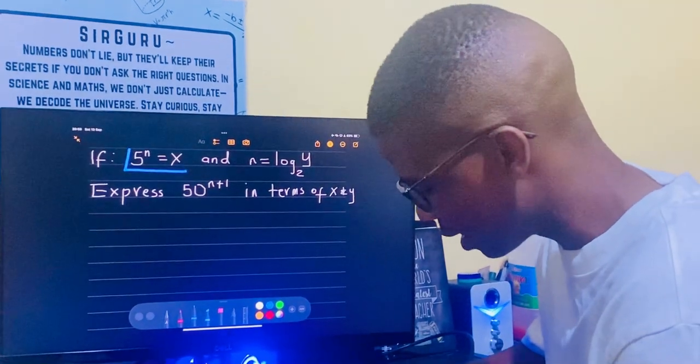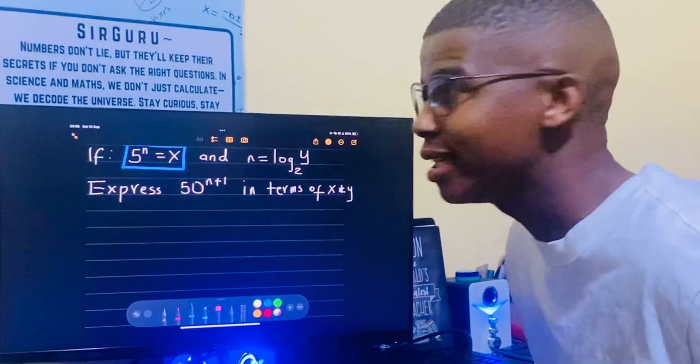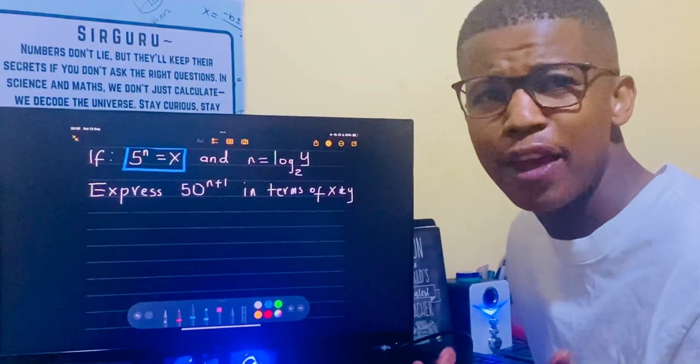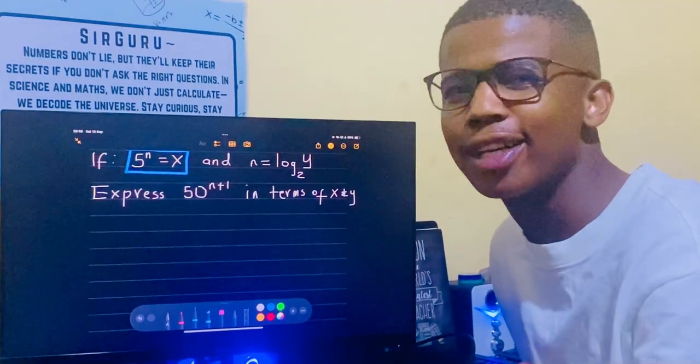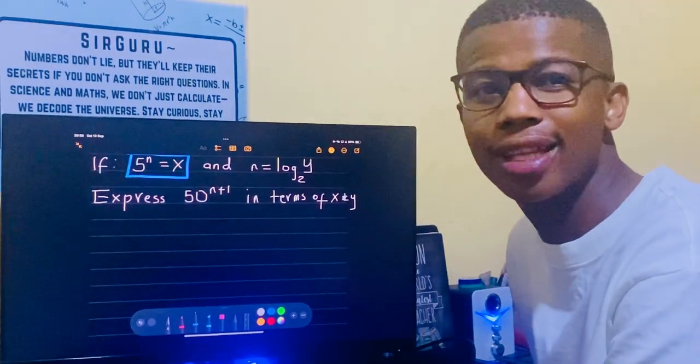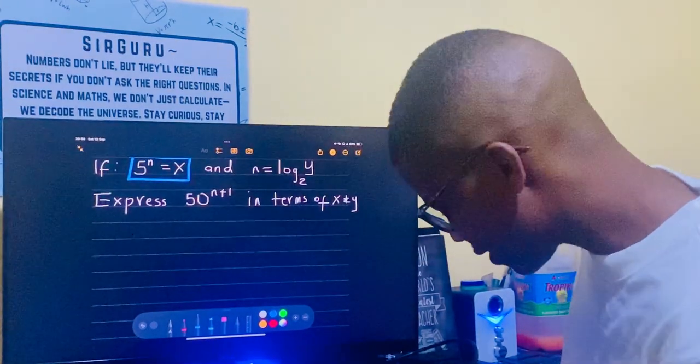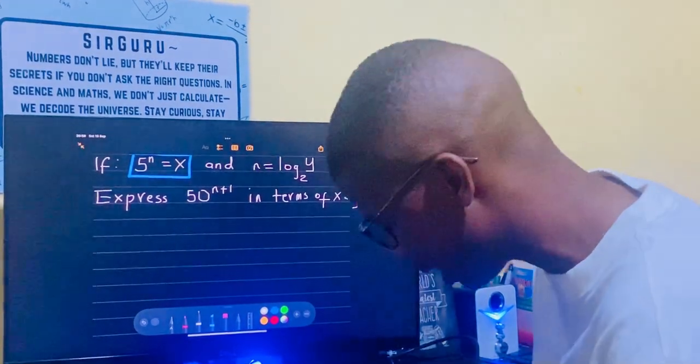We are told that x is 5 to the power of n, which means where I see 5 to the power of n, I can replace it with x because I'm told that they are equal. Let's firstly deal with this part here.